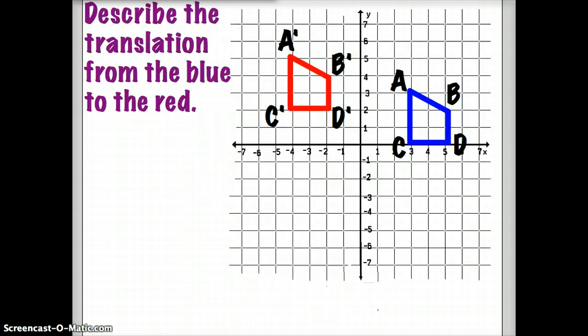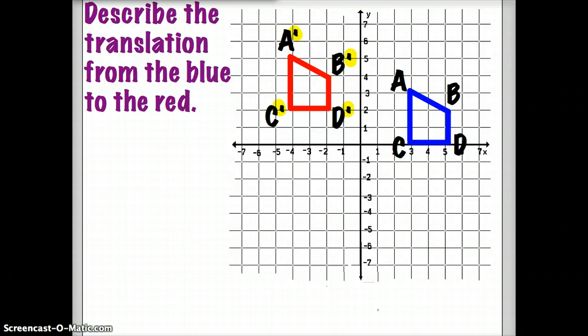Now we're going to be writing the rules for our own translations. We're going to describe what's happening from the blue figure to the red. We can also know that we are going from the blue figure to the red by the prime notation that's apparent on the red figure. So if they just ask you, describe the translation, you know which figure you're starting with based on the second figure having the prime notation.